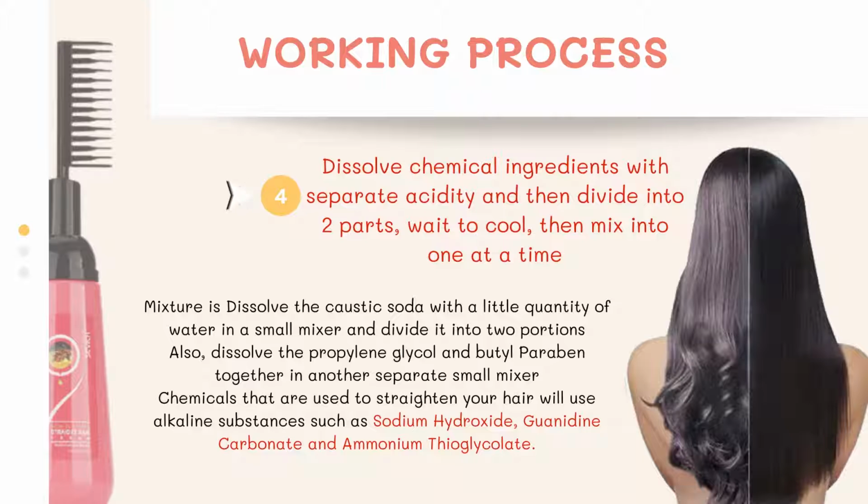This is a part of the fourth process. The combination is in a tiny mixer. Dissolve the caustic soda with a small amount of water and divide it into two pieces. Also, in a separate tiny mixer, combine the propylene glycol and butylpropylene. Alkaline compounds including sodium hydroxide, guanidine carbonate, and ammonium thioglycolate are utilized in hair straightening chemicals.